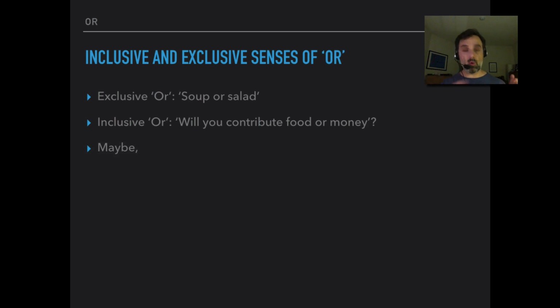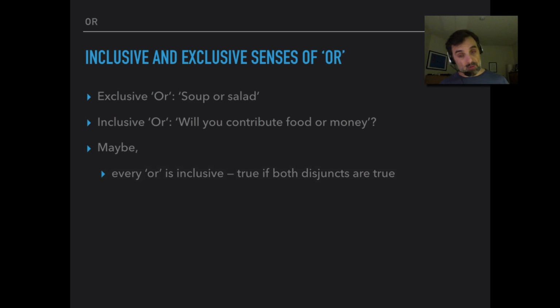Well, in the exclusive sense, if the or is true, then one of the disjuncts is false and one of them is true. In the inclusive sense, if the whole disjunction is true, then the first could be true and the second false, the second true and the first false, or both of them can be true. So the inclusive says, yeah, I include all the options, and the exclusive says, no, they can't both be true. One excludes the other.